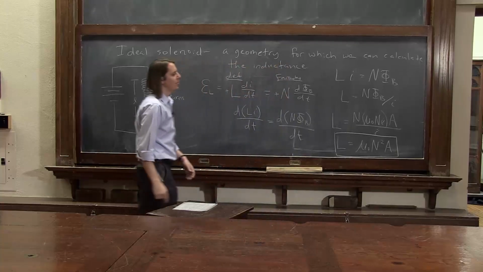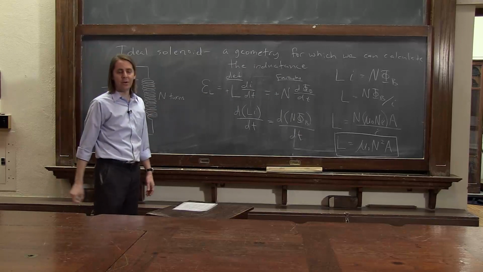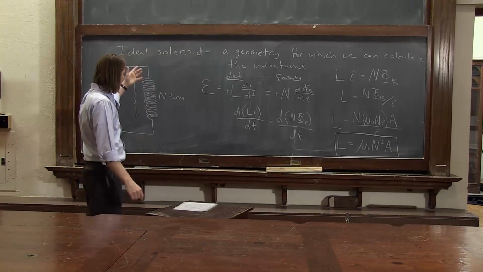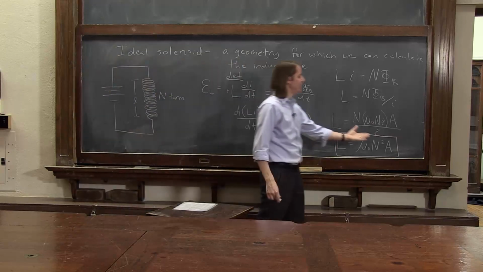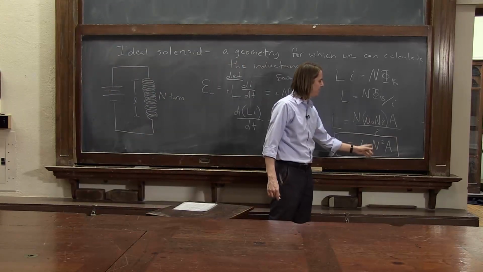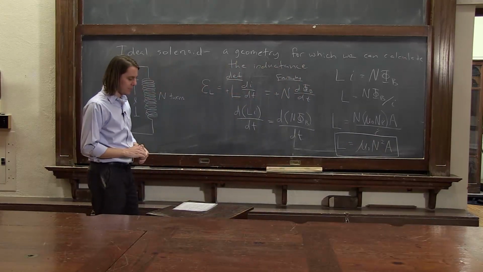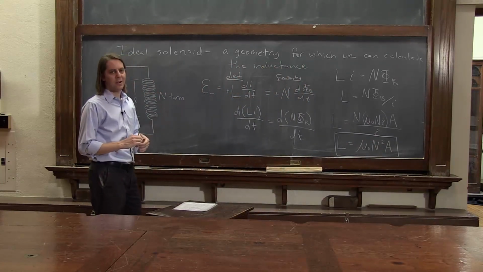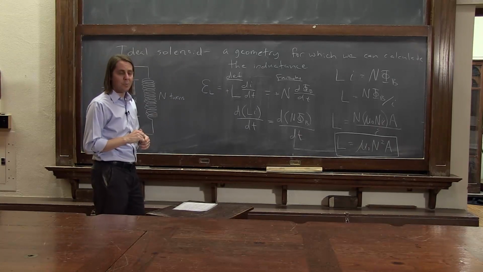So there you go. If you want to make a really big inductor, wrap it around a big area and put in a lot of turns and make it an ideal solenoid. And of course, these trends apply even if it's not an ideal solenoid. You still want a lot of turns. That helps you the most, and you want to wrap it on a fairly large area. So that's the one geometry where we can really calculate the inductance. Other geometries, the fringing fields make it much more complicated.